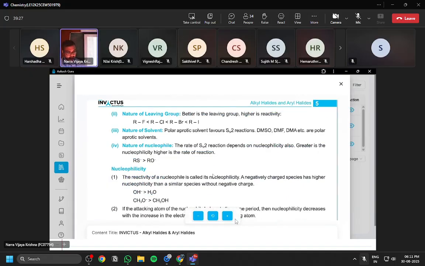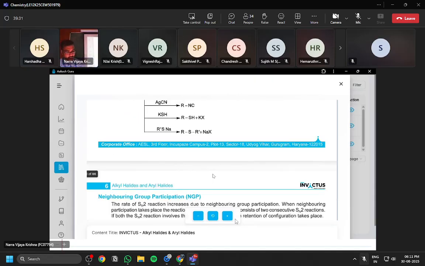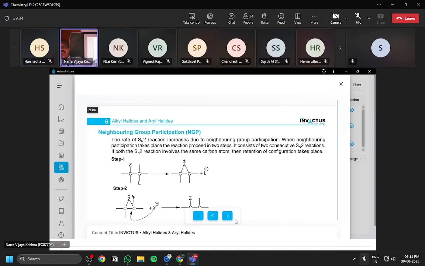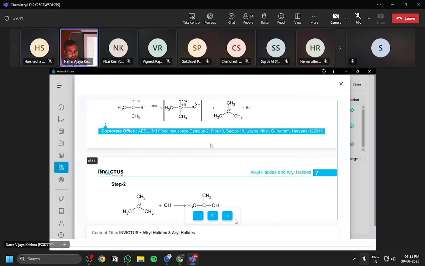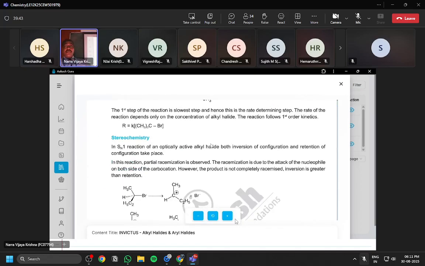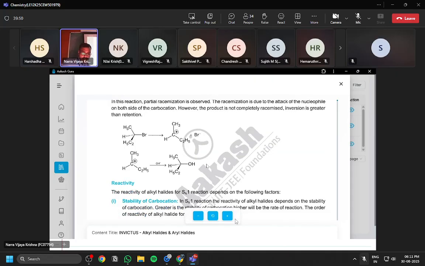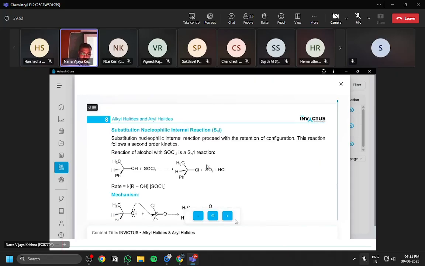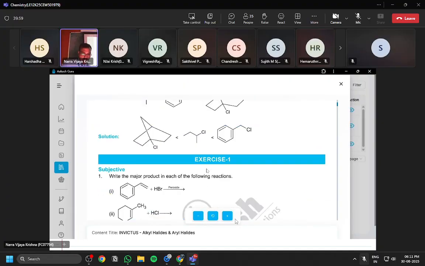Then all these substitution reactions we have seen or not? Then neighboring group participation. Then SN1, unimolecular, carbocation intermediate. Then stereochemistry, retention in configuration, inversion slightly dominates retention here. In case of SN2, Walden inversion. Then SNi, we have seen Darzens. Examples.